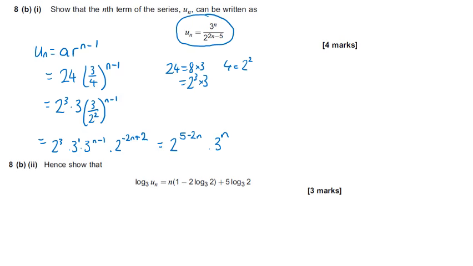So we're almost there. All that we have to do is rewrite this as 3 to the n divided by, and if we put it back in the denominator, the power becomes negative, so it's minus 5 minus 2n, which is the same as 2 to the power of 2n minus 5.